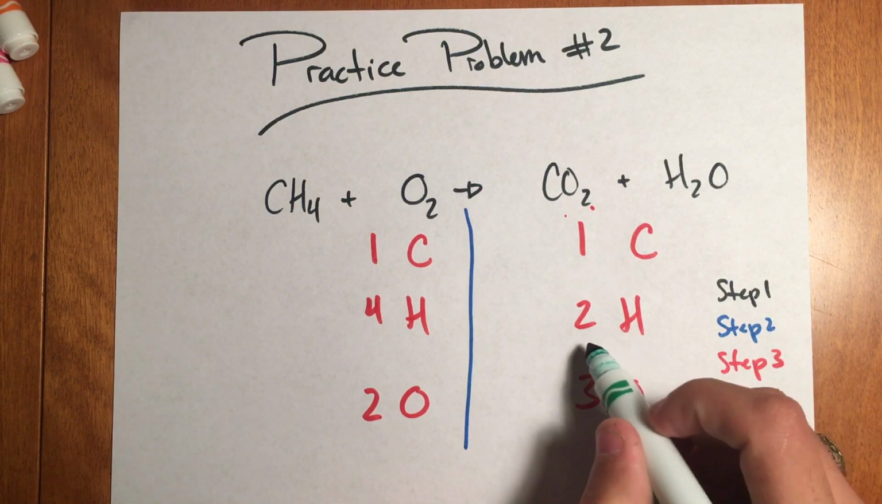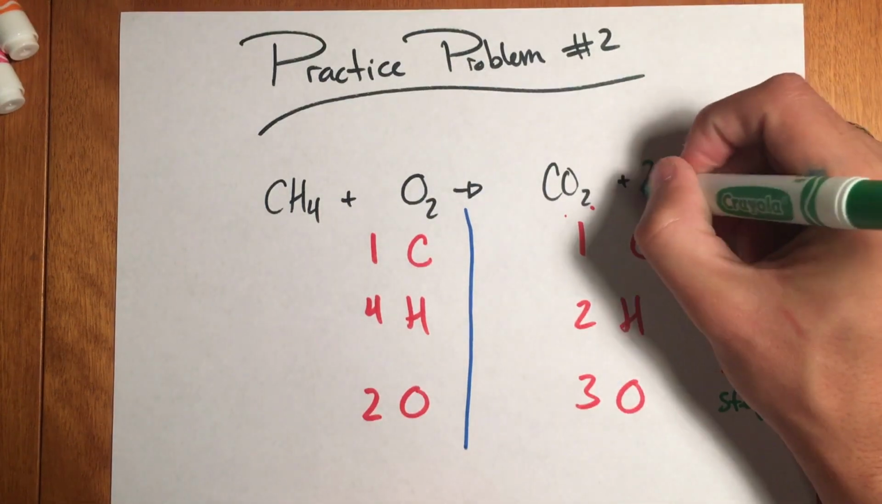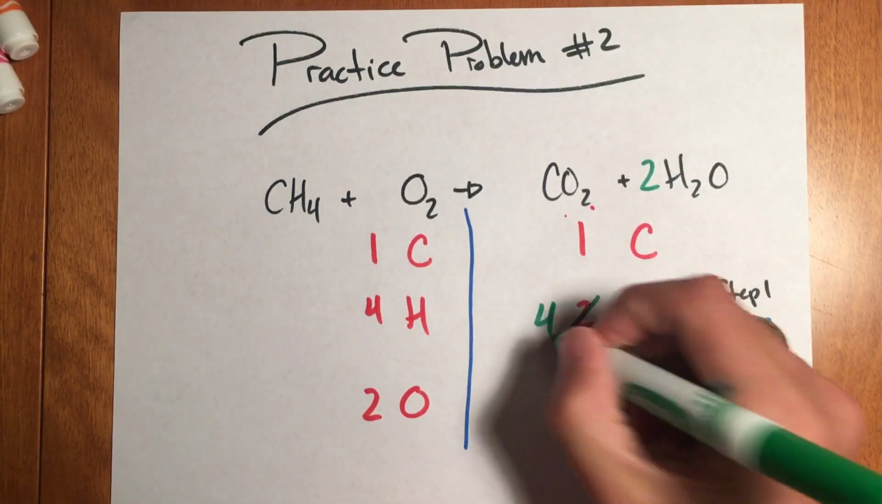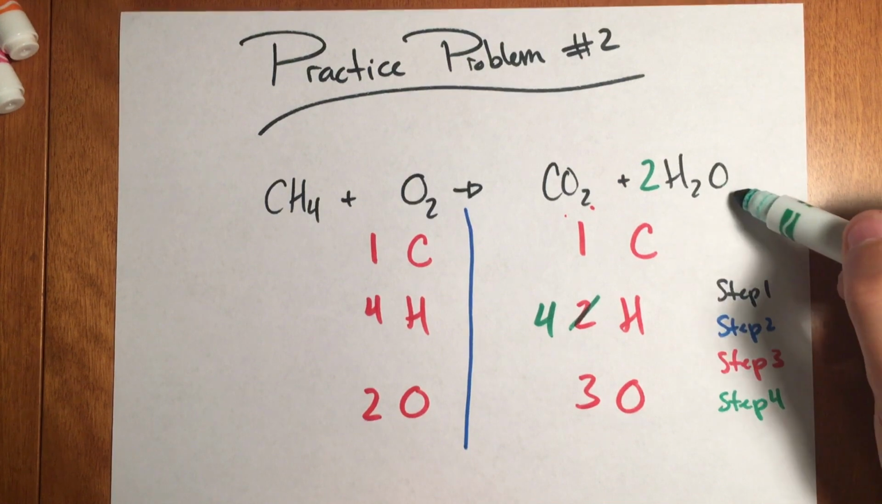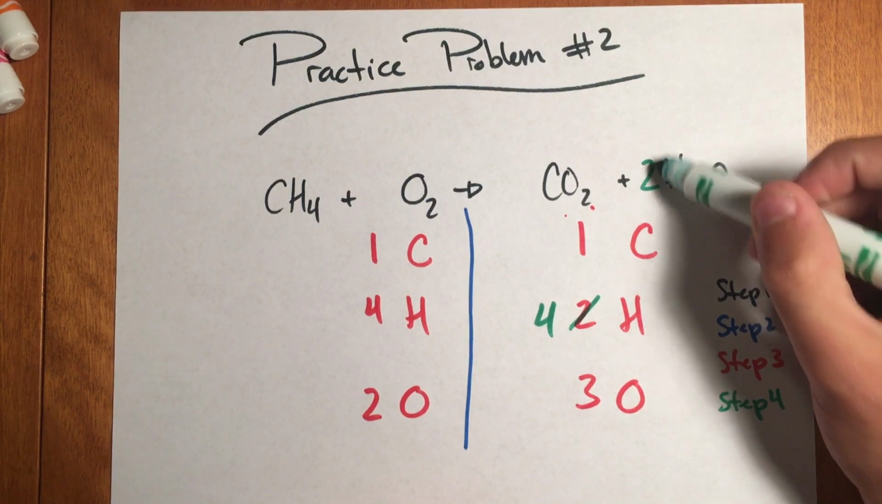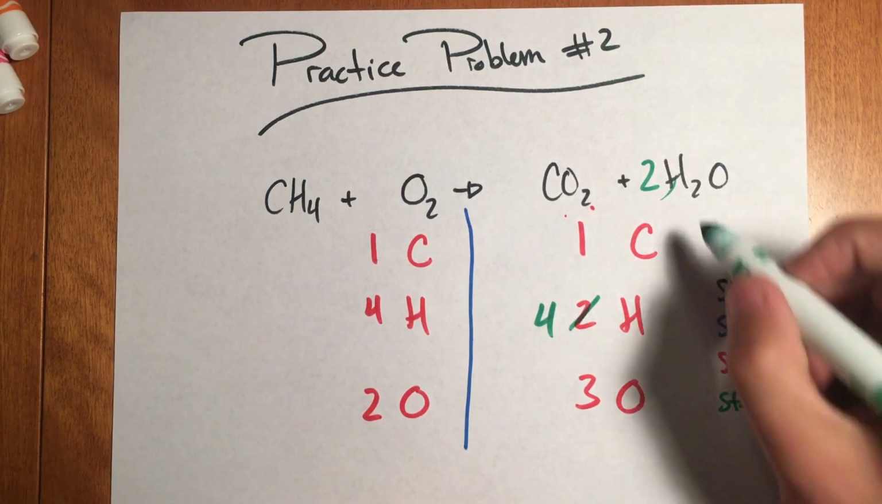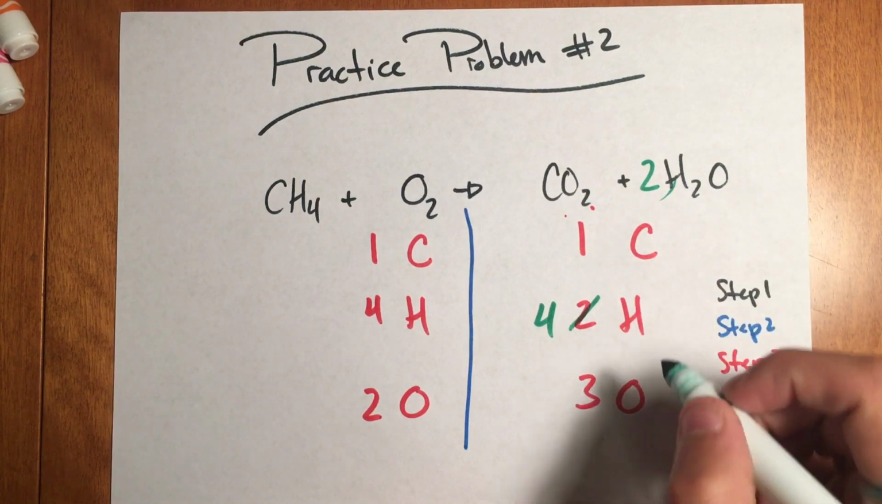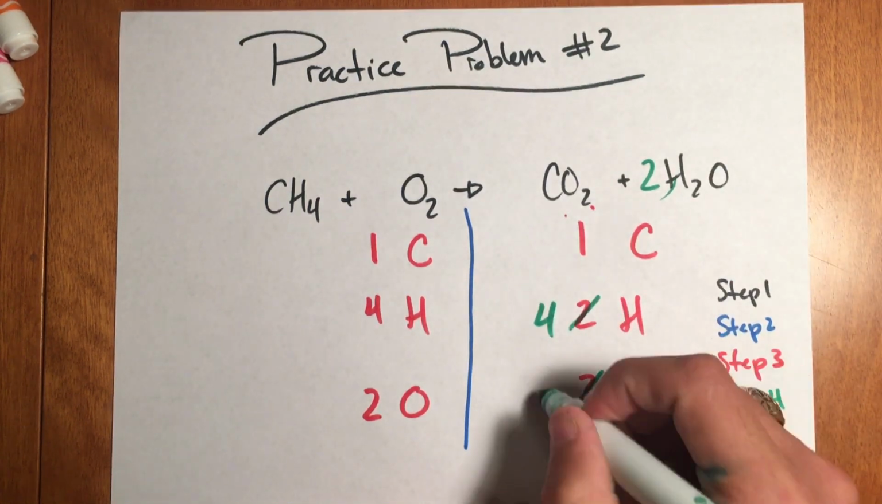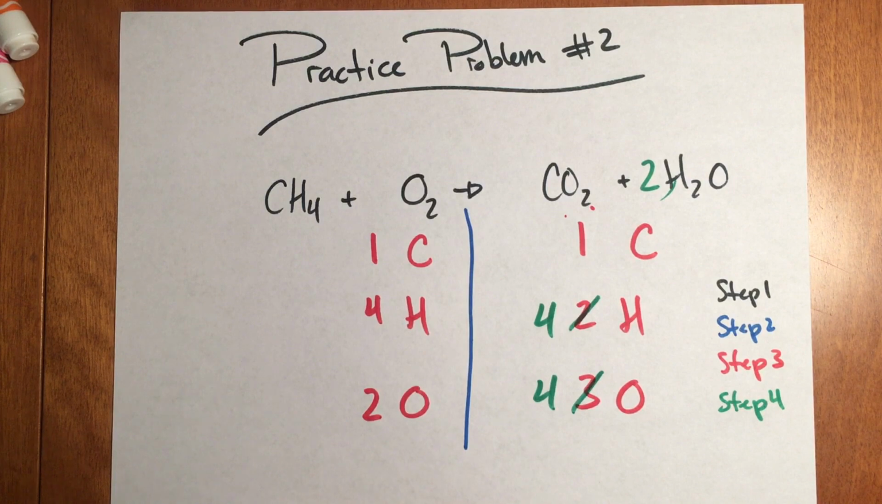So to balance the hydrogens, I needed 2 more here. So I can just put a 2 there, which changes that to a 4. But it also changes the number of oxygens I have. If I have a number here, it's going to carry its way through. So that means 2 times 1 is 2, plus the 2 over here means there are 4 oxygen atoms total.